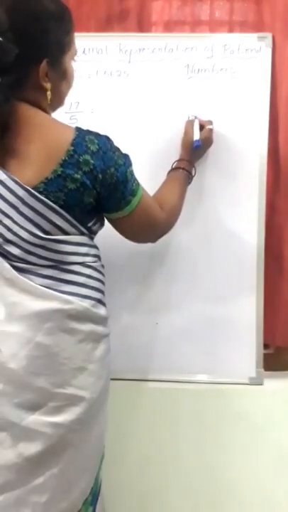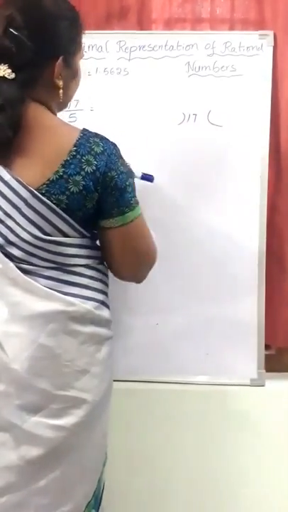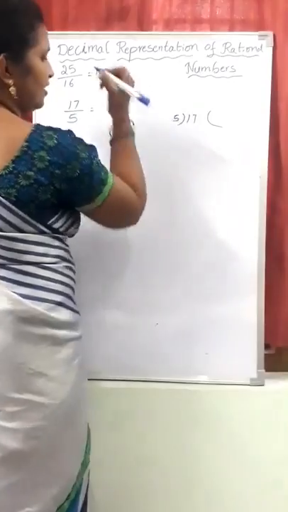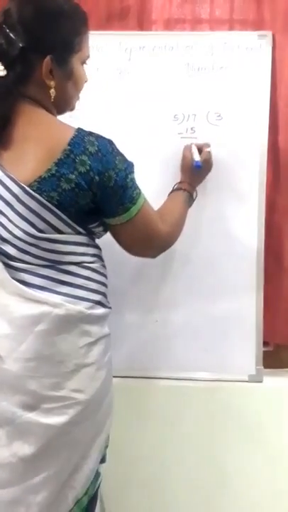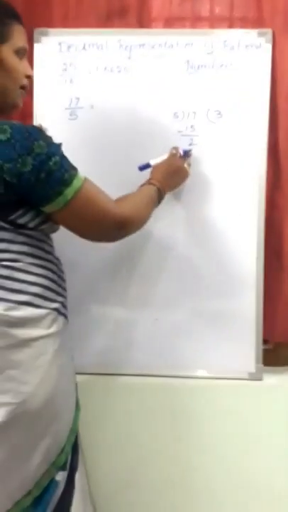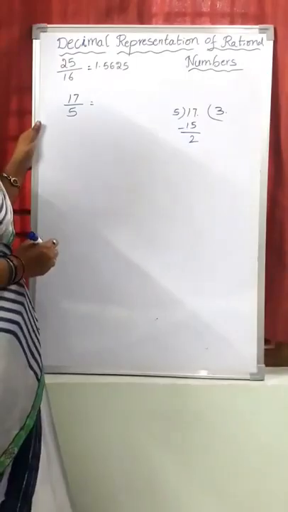Now do the division. Take the numerator as the dividend and the denominator as the divisor. 5 table in 17, 5 3s are 15. So we will get the remainder 2. Now the remainder is less than the divisor. At that time we have to keep a point in the quotient as well as in the dividend.